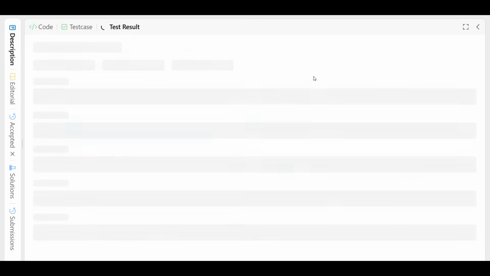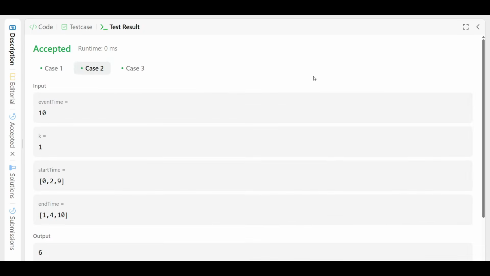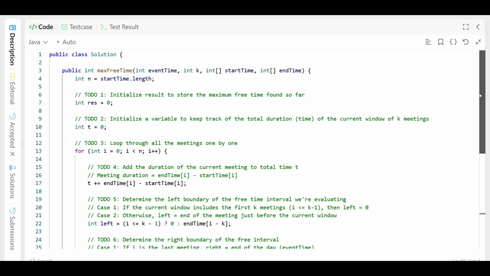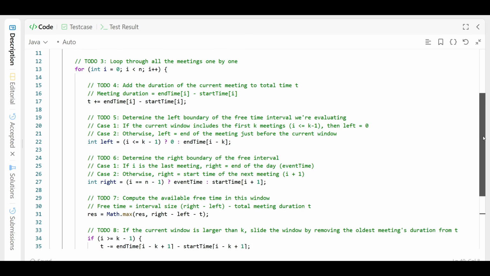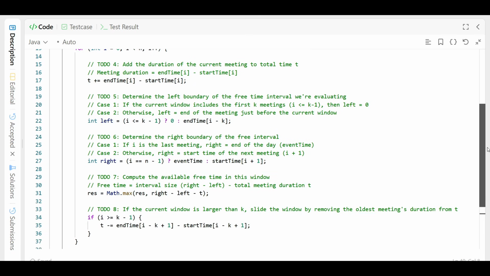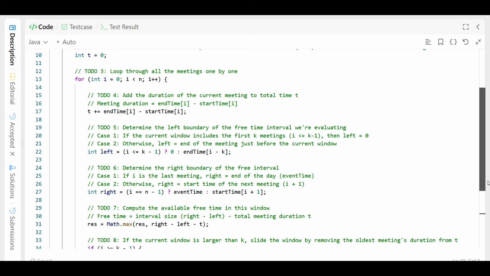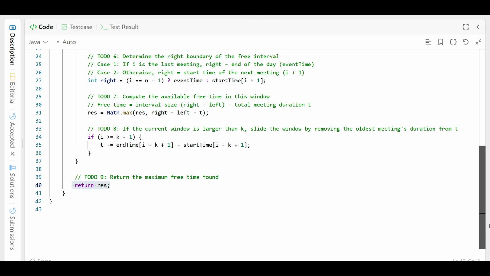If you have any doubt, please ping me in the comment box and let me know the time complexity and space complexity. I'll suggest you understand how we are going to find them. We have not taken any extra space, so obviously space will be O of 1, and we are using only one for loop, so O of n will be the time complexity.